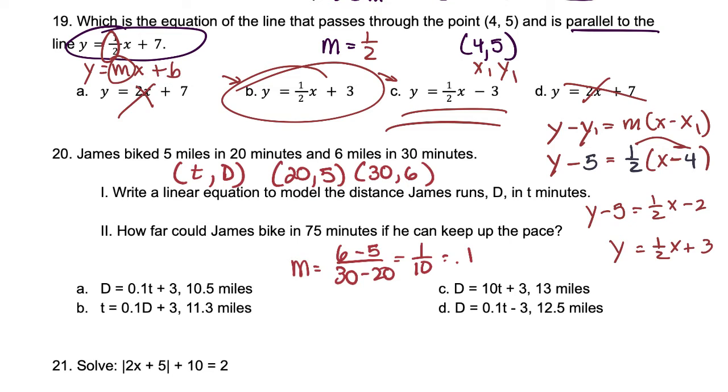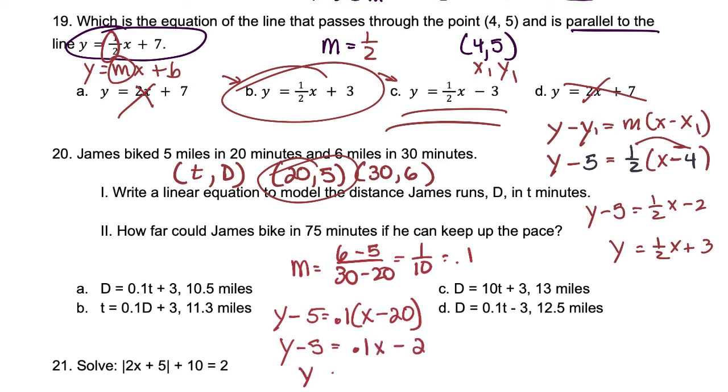And then we can write the full equation just using that point-slope form, y minus, and you can use either point. I'm going to use the 5 and the 20. So y minus 5 equals my slope times x minus 20. And then we'll distribute that. That's 0.1x minus 2. And if I add 5 to both sides, I get a 3 over there. And so you can see it's this guy right here.